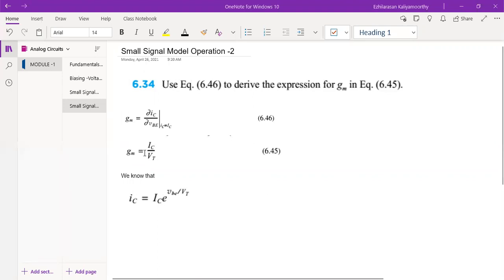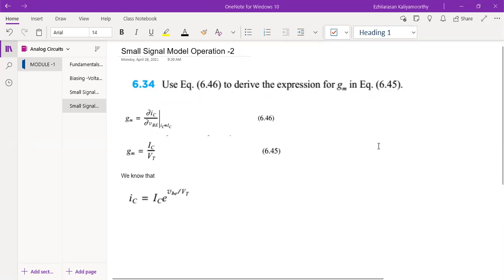The second thing: for an instance, if the collector current is 1 milliampere, then the transconductance GM will be approximately 40 milliampere per volt. There will be some numericals also. I will go through some of the numericals and solve them. Later I will give an assignment, some numericals you must solve and upload in the Google Classroom.